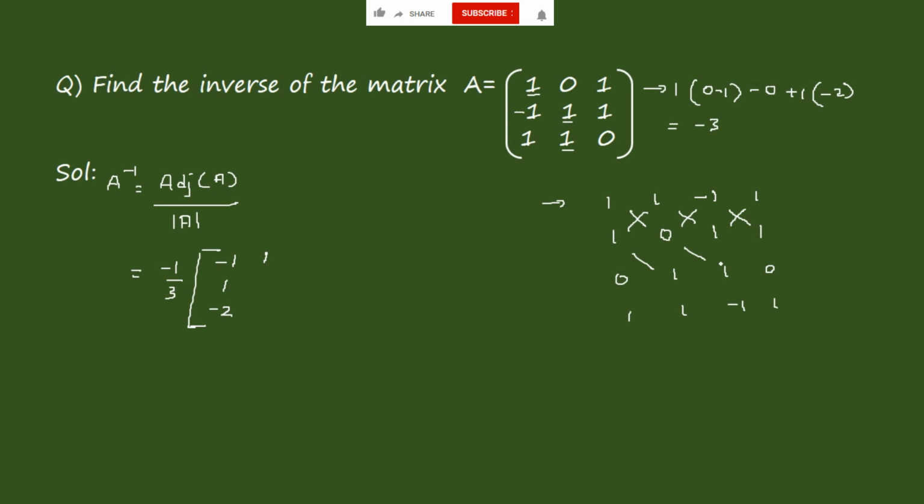And this is nothing but 0 minus 1. So it becomes minus 1. And this is 0 minus 1. So it becomes minus 1. This is 0, this is minus 1. So it becomes minus 1. Minus 1, minus 1. So it becomes minus 2. And this one is 0. So this is nothing but the adjoint of a matrix. So we got A inverse. It's a simple thing, right?